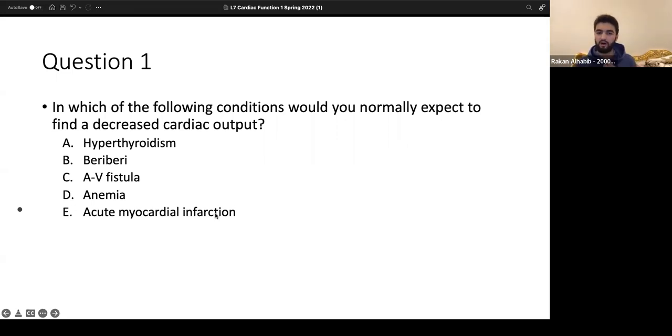So in acute MI, there's a decreased cardiac output because there's less recruitment of the muscle fibers, basically. You have less recruitment of the muscle fibers, and the heart is failing as a pump. So there's less cardiac output.